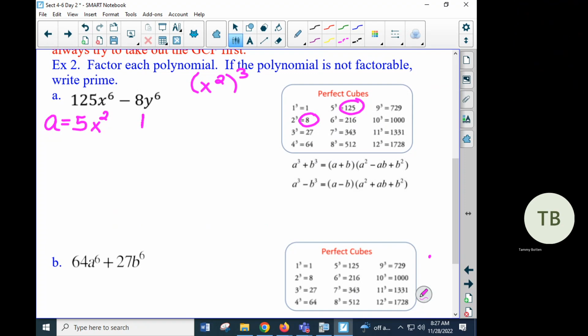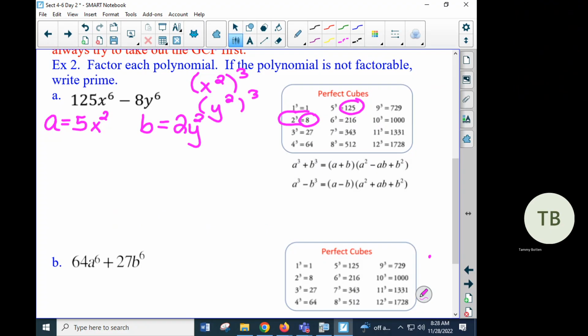Then I think for my b, what cubed gives me 8? And that is right here. 2 cubed gives you 8, so you need a 2. And then again, you're thinking, y to what power cubed would give me y to the 6th? And that would be y squared. So this is y squared.